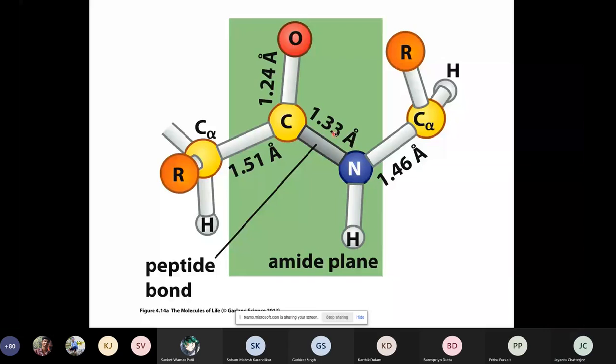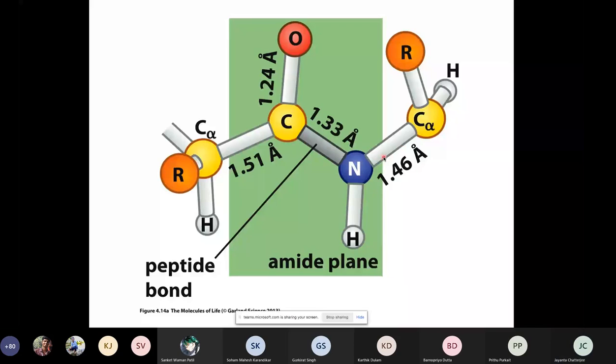Since you have partial double bond character, it is difficult to rotate. There is an energy barrier associated with the rotation of this CN bond, whereas the barrier is relatively less for rotation about this NC bond. But does it mean that this CN does not rotate? That's not true. It does rotate.